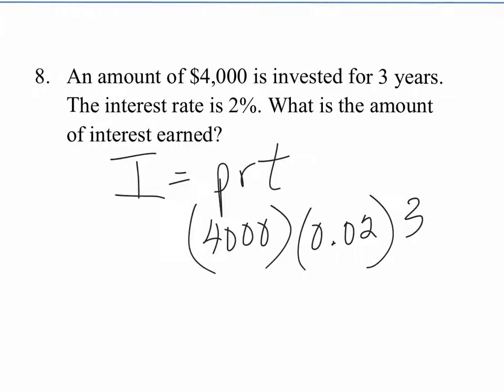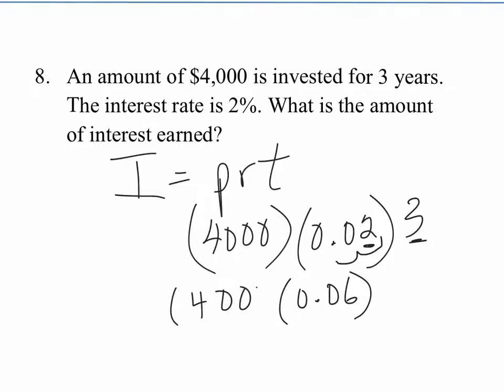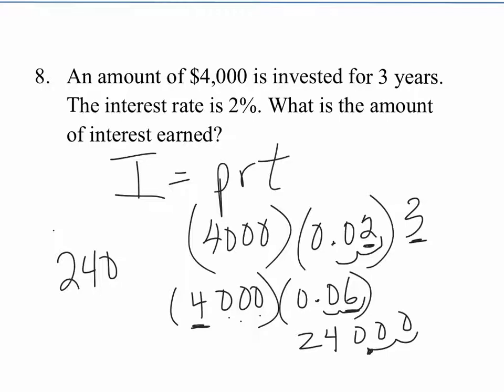This is a simple problem to work mentally. 2 times 3 is 6 with 2 decimal places, so that would be 6/100 times 4,000. 4 times 6 is 24 with 1, 2, 3 zeros, and add your decimal back in of 1, 2. The answer is $240. That would be interest earned on $4,000 at a 2% interest rate for 3 years.